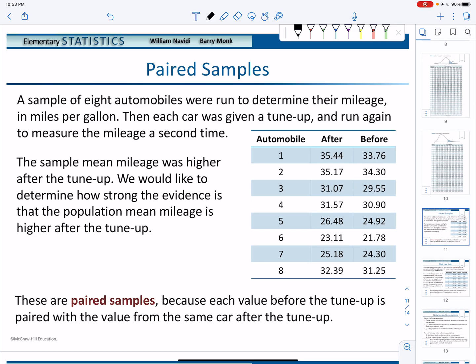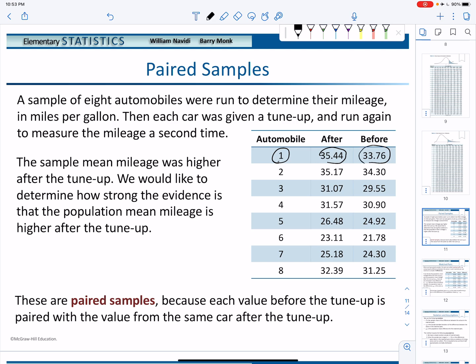just some slides here. It says a sample of 8 automobiles were run to determine their mileage. That's in miles per gallon. Then each car was given a tune-up and run again to measure the miles a second time. So as you can see in this data chart, we've got some pairing going on. We've got automobile number 1. We check the mileage before the tune-up and then the mileage after the tune-up.